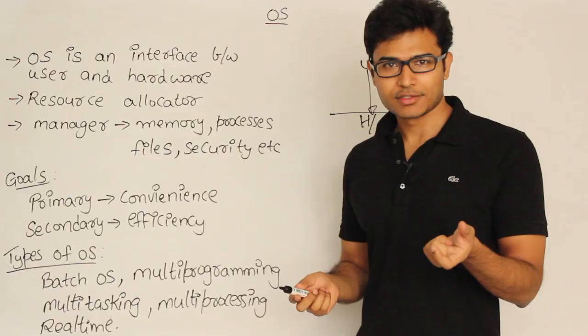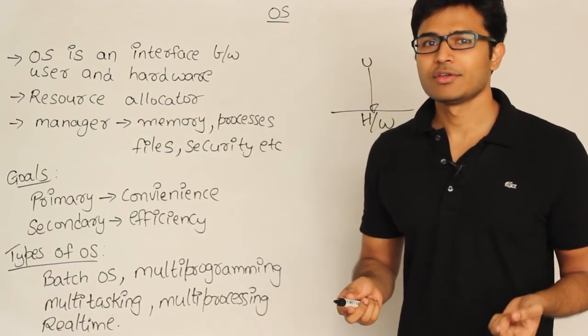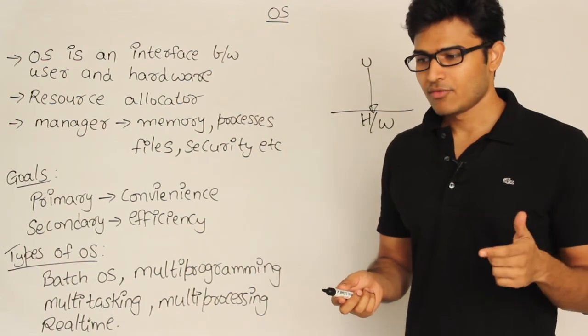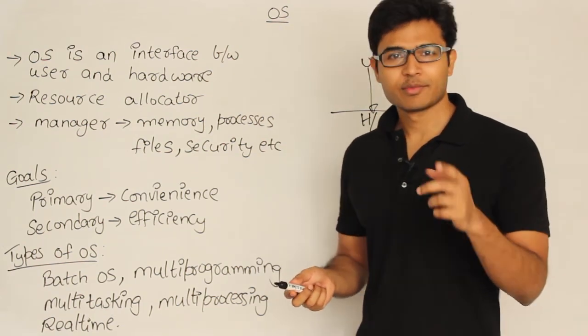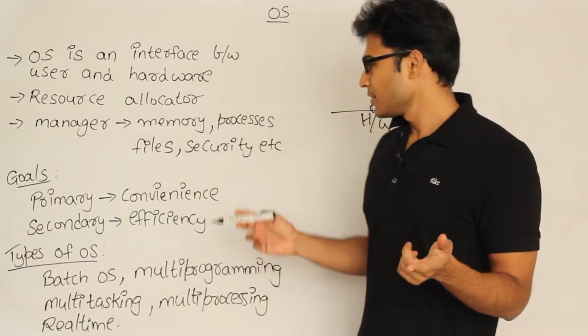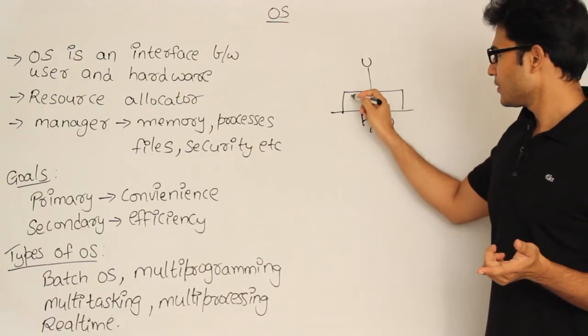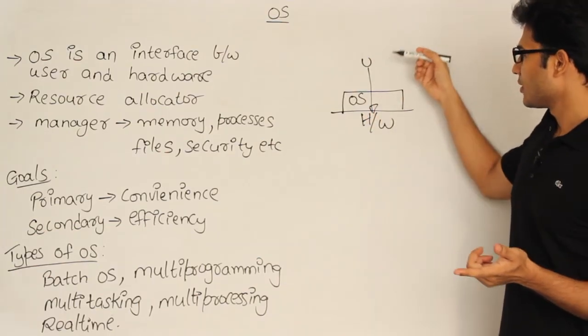If there is no operating system, and you have to directly interact with the hardware, then first of all you should write the program for everything. You cannot call printf, because printf internally makes a system call, right? And for the system call, the operating system is going to provide it. Therefore, the operating system makes it easy and convenient for us to use the hardware.